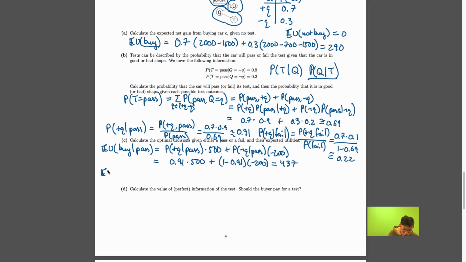All right, so now let's look at what happens if we fail the test. Similarly, the randomness is coming from the quality of the car, conditioned on the fact that we failed the test. If it's a good car, we get a utility of 500. The only thing that's changed in this scenario is what we condition on, which will change the probabilities of the car being good or not. And this, we just plug in what we computed before, which is 0.22, and this being 1 minus that.